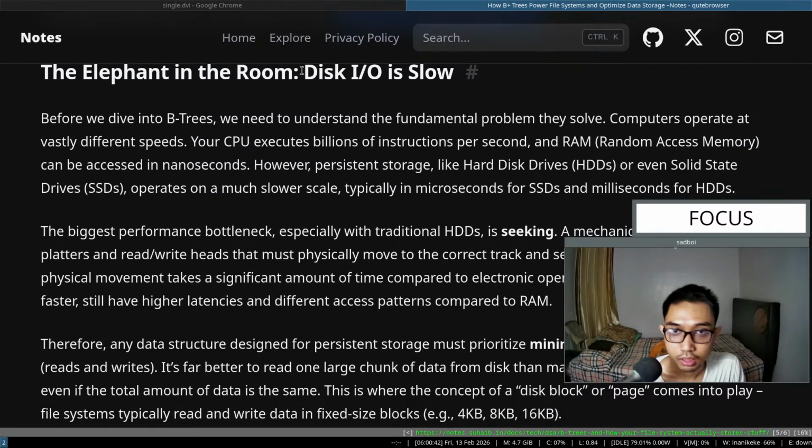Telephone in the room. Text input-output is slow.